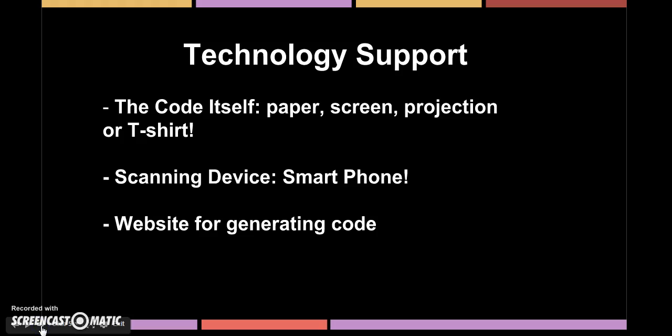So what kind of technologies support QR codes? Well, you need the code itself, which can be put on paper, you can have it on screen, you can be projecting it within the classroom, or if you want to get really creative, just like in the last slide with the muffins or cupcakes, you could put it on a t-shirt. You'd also need a scanning device, such as a smartphone or a tablet, and you need the website for generating the code.